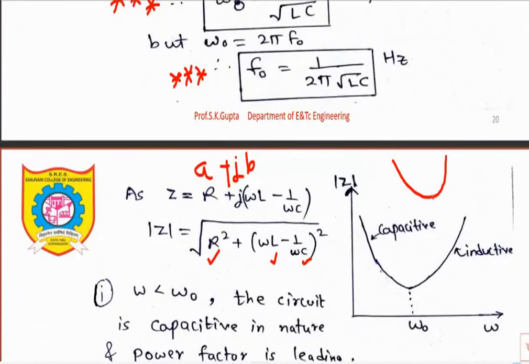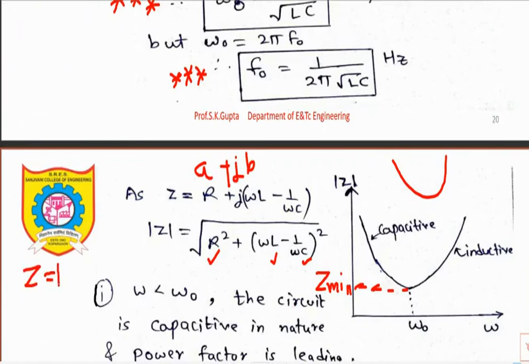At one particular frequency, the magnitude of Z is minimum, and this frequency is nothing but the resonant frequency. So at resonance, the impedance is minimum. It is not zero. It is minimum. Z equal to R is there, right? So at resonance frequency, impedance value is minimum and it is R. So at resonance, Z equal to R and its value is minimum.